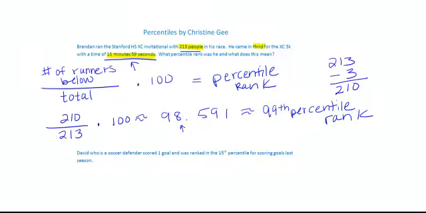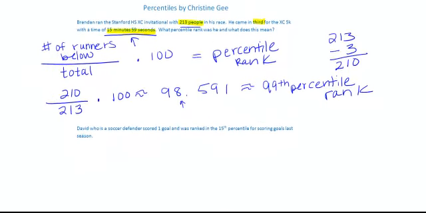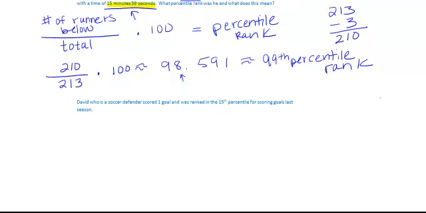And then let's take a look at the next one. Now here I am talking about my other son because I have to be fair to both of them. And my other son, David, is a soccer defender, and he scored 1 goal and was ranked in the 15th percentile for scoring goals last season. So obviously he doesn't score many goals because he's a defender, but he still came up in the rankings. So he's in the 15th percentile, which is good.